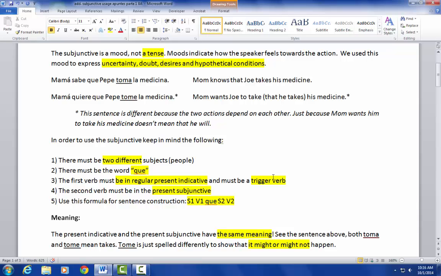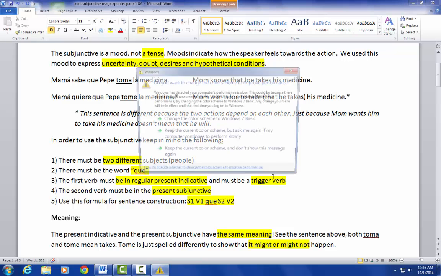Number 3, the first verb must be in the regular present indicative, and it must be what we are going to call a trigger verb. We will get on to that a little bit later about talking about what trigger verbs actually are, and I'll be giving you a list of those, but just keep this in the back of your mind for right now. Number 4, the second verb will be conjugated into the present subjunctive. We learned, obviously, tome in our sample sentence is the subjunctive form.